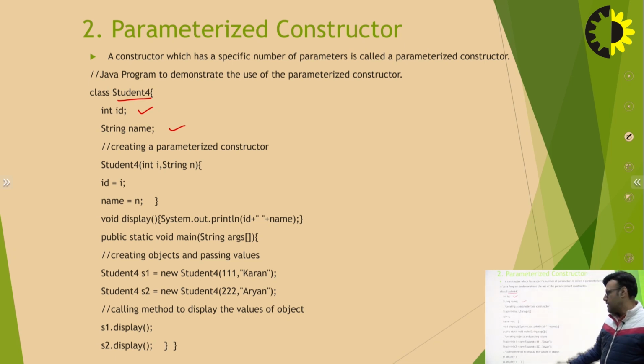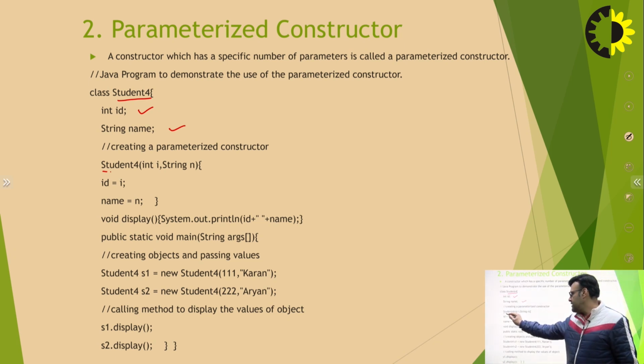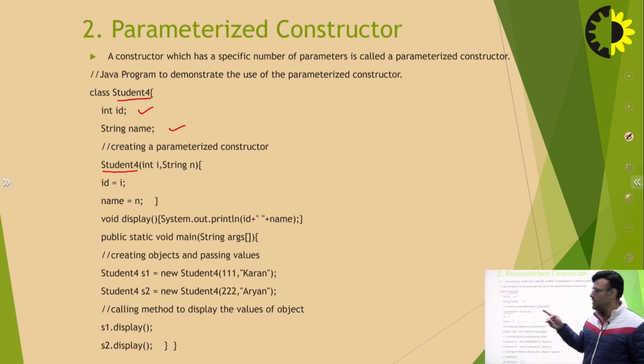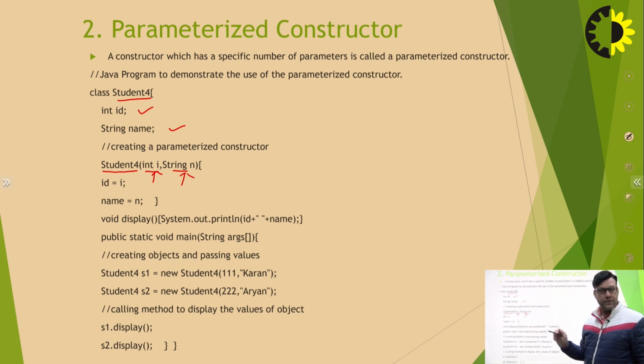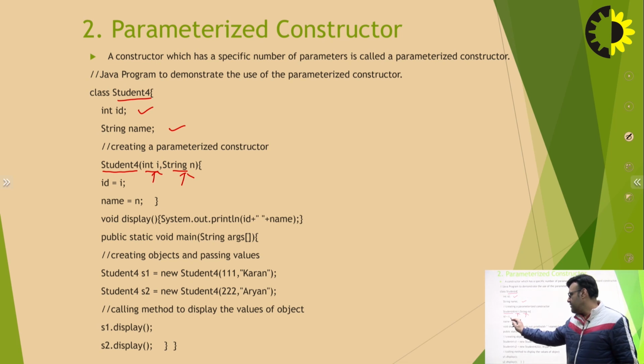Now this is a parameterized constructor. We know that the name of the constructor method is the same as the class name. So my class name is Student4, and here I have used a constructor Student4 and passed these two parameters, which will take id and name. The value of i will go into id, which will come using this parameter, and the value of n will go into name.